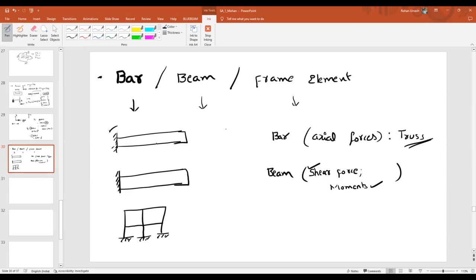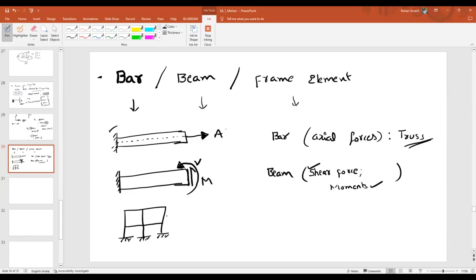So if I want to represent an axial force in a bar, I will draw a line of action along the length of the bar, and then I will represent a force along that direction. This is how I will represent an axial force. If it is a beam, suppose I am talking about this surface, I will represent the shear force as V, and the moment as M.